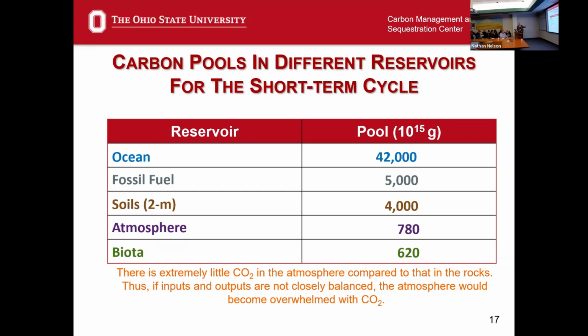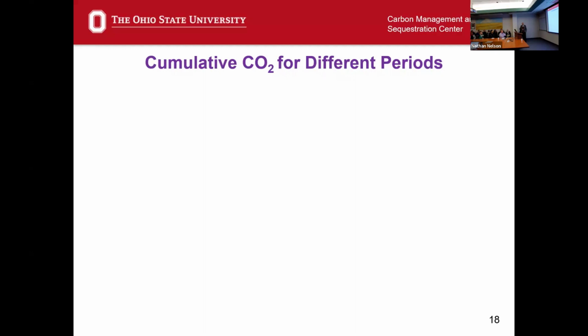There is extremely little CO2 in the atmosphere compared to, for example, soil and compared to fossil fuel. So if fossil fuel and soil change even slightly, the atmosphere can be overwhelmed. And that's exactly what has happened. Because we are burning fossil fuel, about 10 gigaton a year, the atmosphere being so small, the magnitude of change in parts per million is very, very quick. And that is what happens. We have overwhelmed the atmosphere.